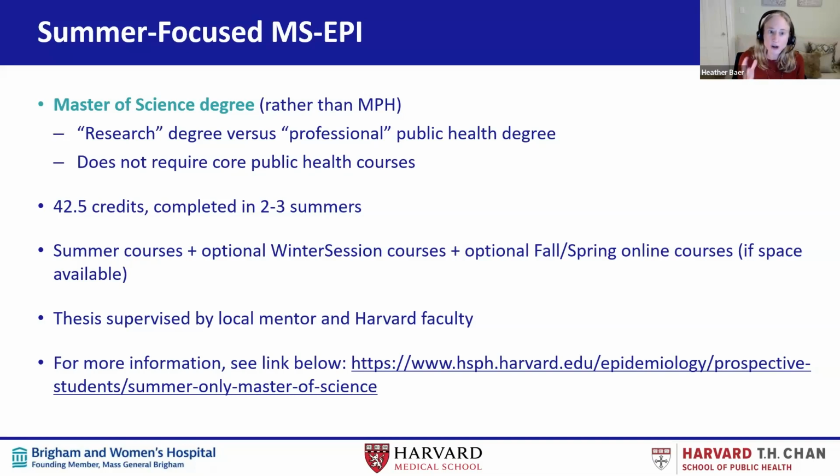So they are quite similar, in fact, in terms of what many students take. But one thing that's different is with the Masters of Science, because it's not an MPH, those core public health requirements are not part of a Masters of Science degree. And so Masters of Science students tend to go maybe a little bit deeper in some of the epidemiologic methods courses. It's similar in terms of the total number of credits, designed to be completed in 2 to 3 summers.